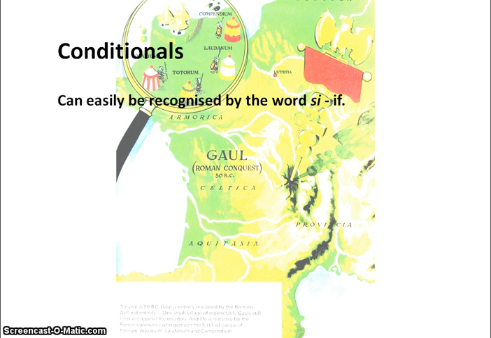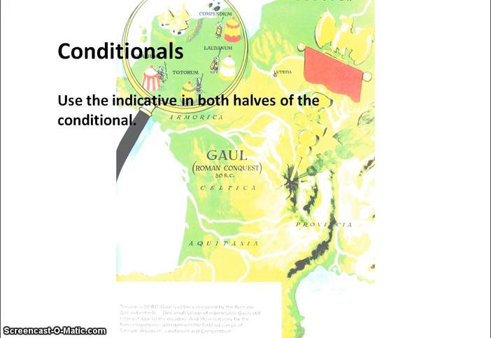Now, as you can see, they can easily be recognised by the Latin word si, or in English, if. Essentially, they are if clauses. Now they use the indicative in both halves of the conditional, which is one of the reasons that conditionals are actually relatively straightforward, especially in comparison to some of the other constructions.